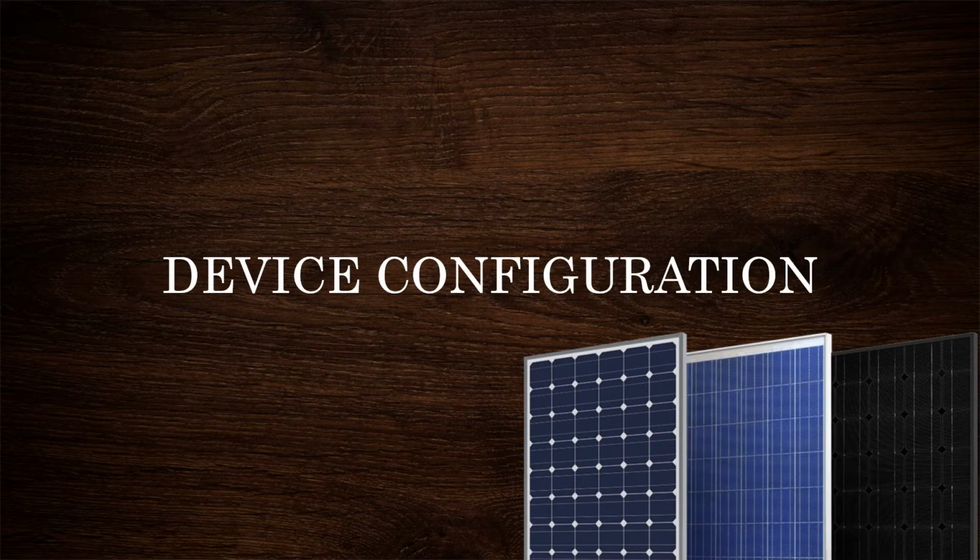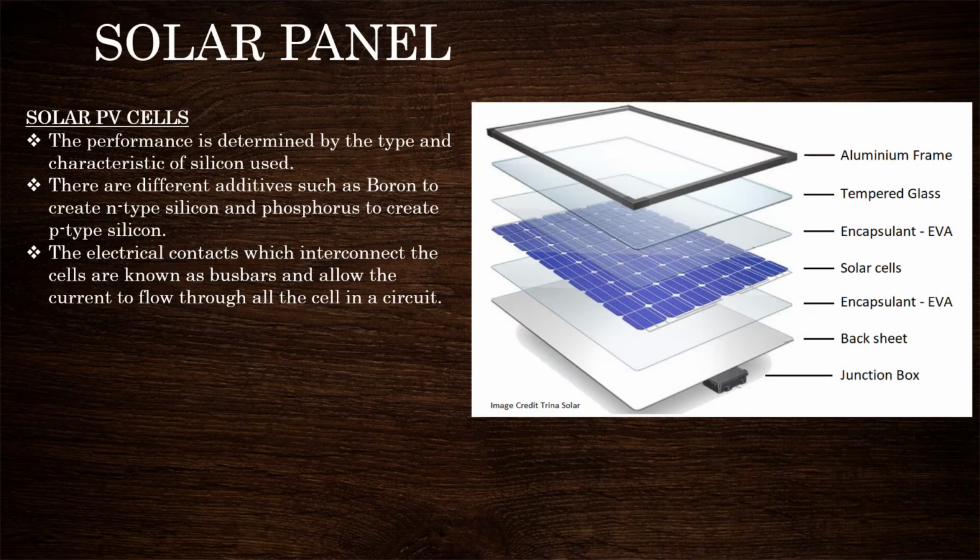Device configuration. Solar panel. Solar panel has 6 main components with the aluminum frame at the top, and then we have tempered glass, EVA, solar cells, EVA again, backsheet, and lastly the junction box.